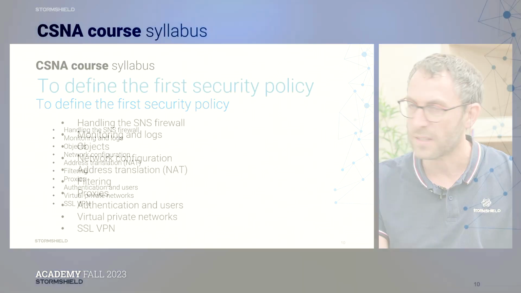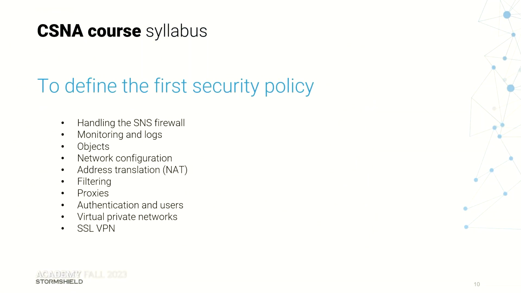And regarding the CSNA course, it covers all the different steps for setting up a brand new firewall out of the box. At the beginning, you will discover the graphical interface, creating your first objects to create a network policy with translation. And after, you will create a security policy with settings for filtering, proxy, authentication, and VPN.